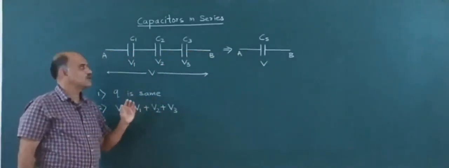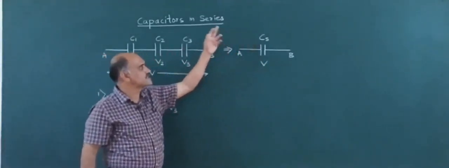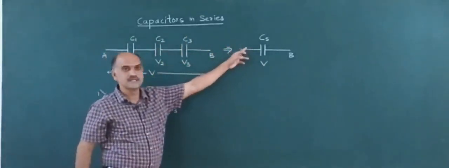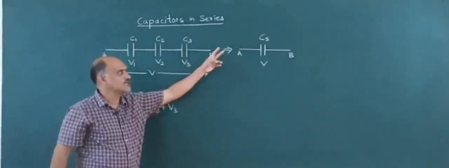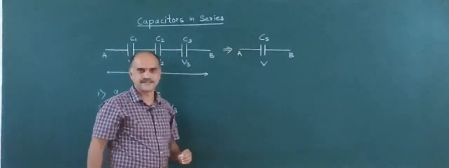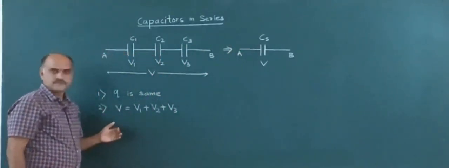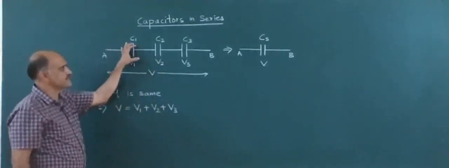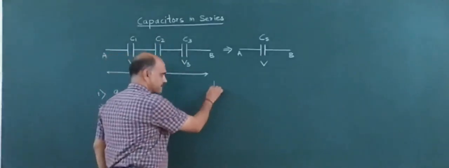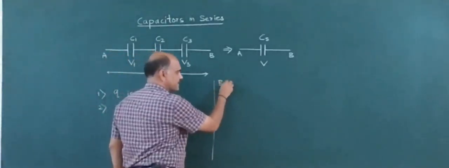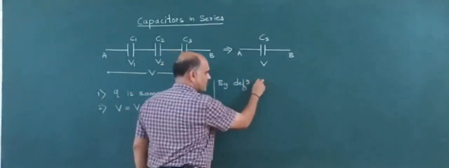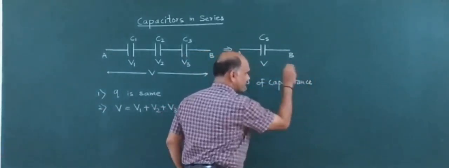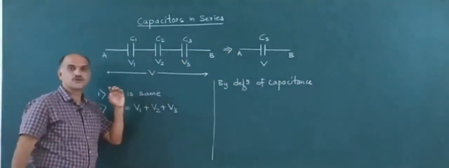Now we are required to find the relation between CS and C1, C2 and C3. That is the expression for CS, or equivalent capacitance, we say. First, if I apply the definition for C1, C2 and C3, by definition of capacitance, C is equal to Q by V.